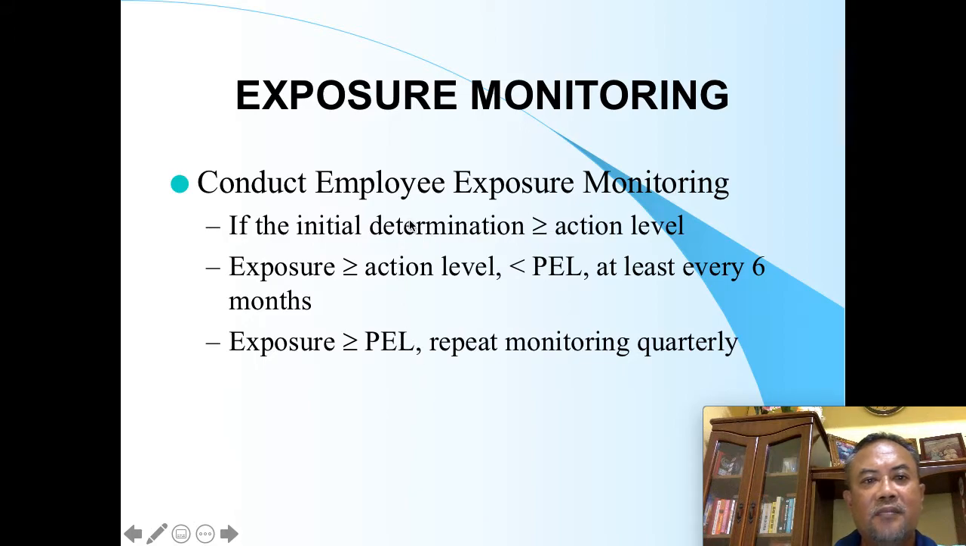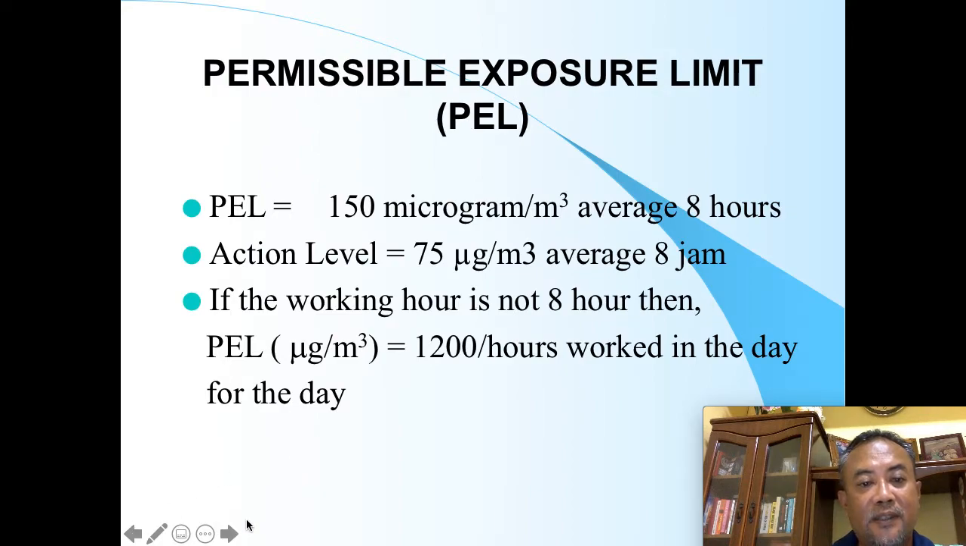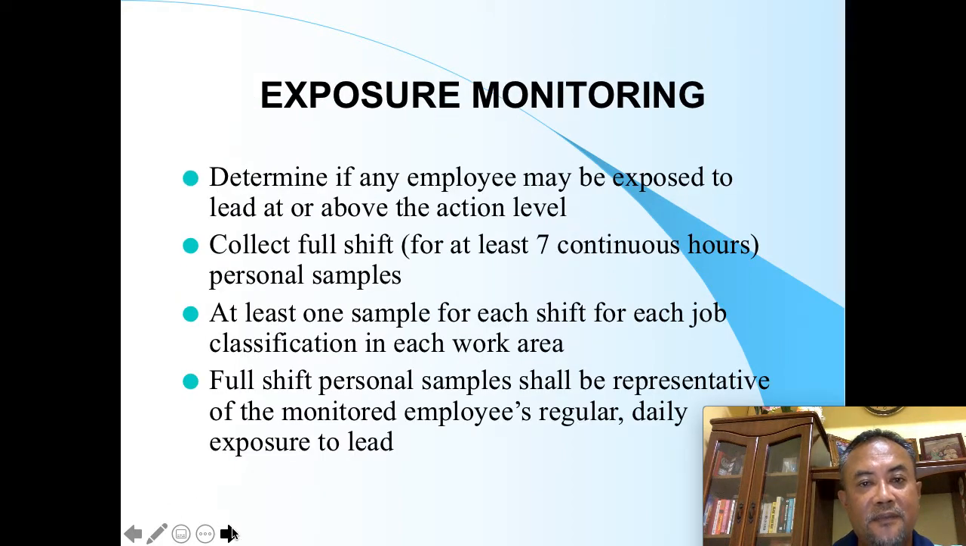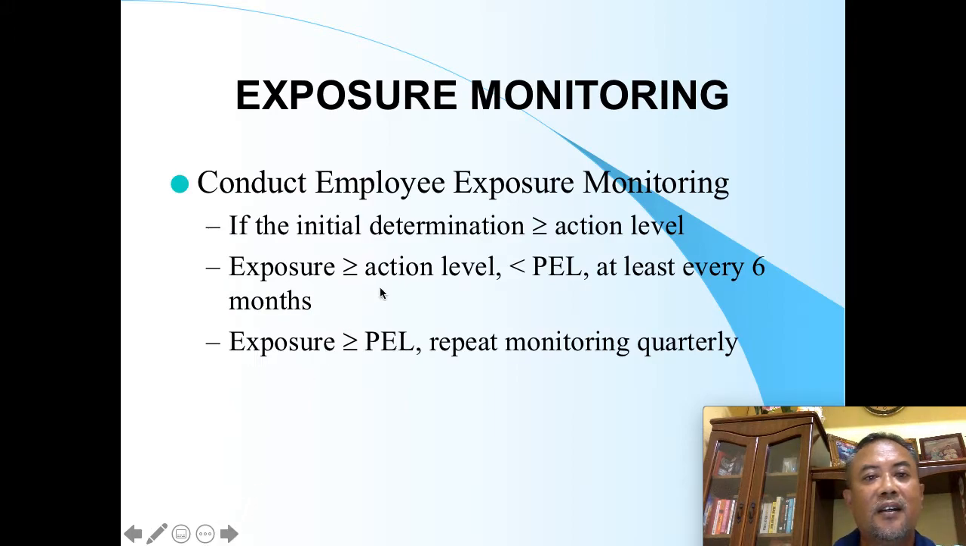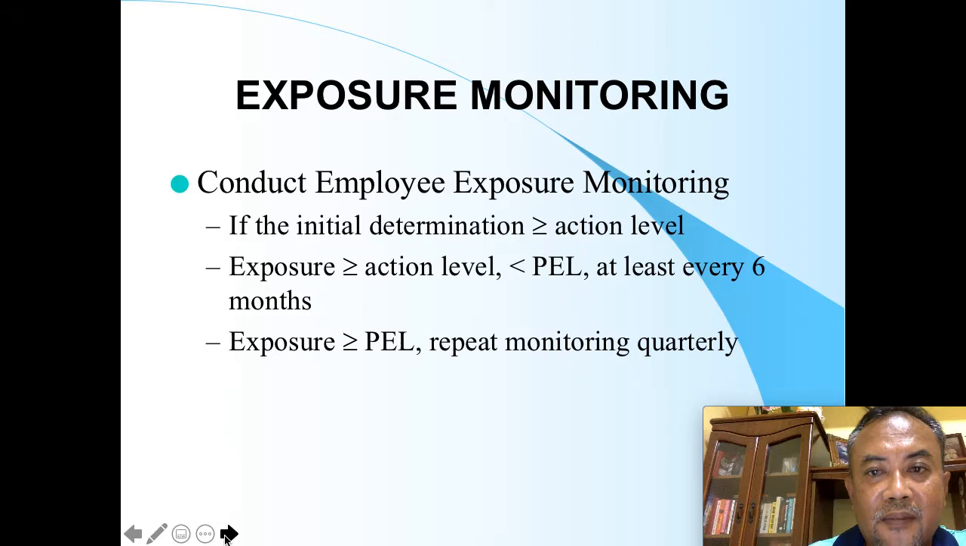So they have to conduct employee exposure monitoring if the initial determination is more than the action level. Just now I mentioned the action level is 75 micrograms per cubic meter. So if the initial determination is more than 75 micrograms per cubic meter, they have to determine the employee exposure.